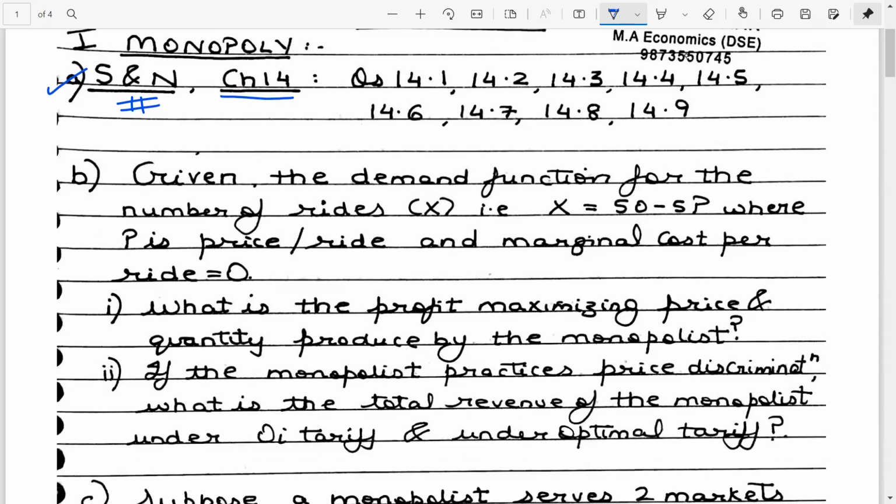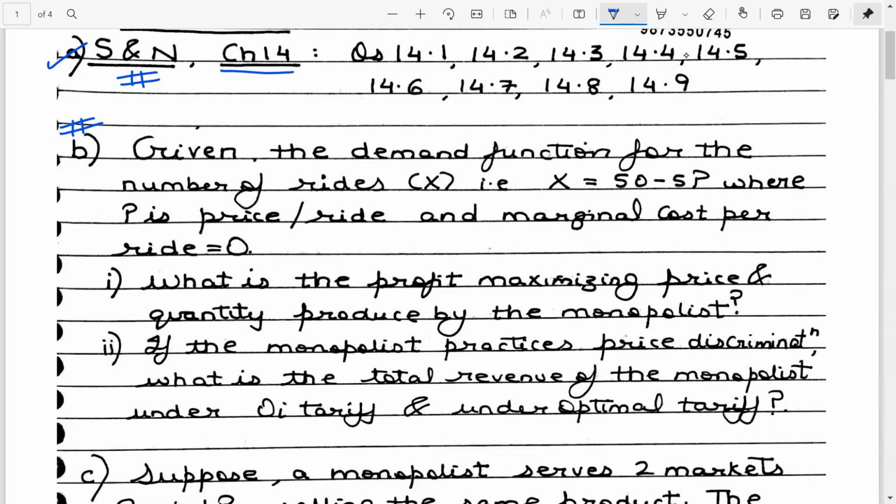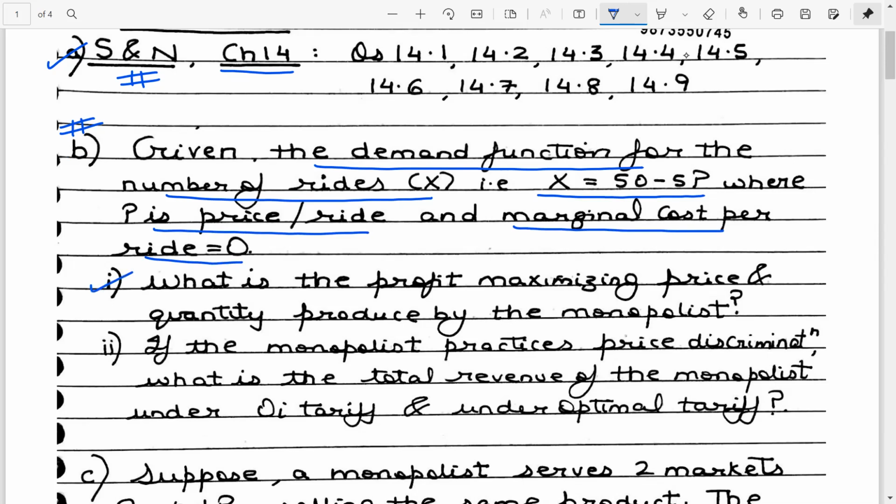Now in this lecture, we start with our discussion of question B. Let's read question B. Given the demand function for the number of rides x, which is equal to 50 minus 5p, where x denotes the number of rides and p denotes the price per ride, and we are also given that the marginal cost per ride is equal to 0. The question is asking us, what is the profit maximizing price and quantity produced by the monopolist? Let's quickly come to the whiteboard and solve this question.